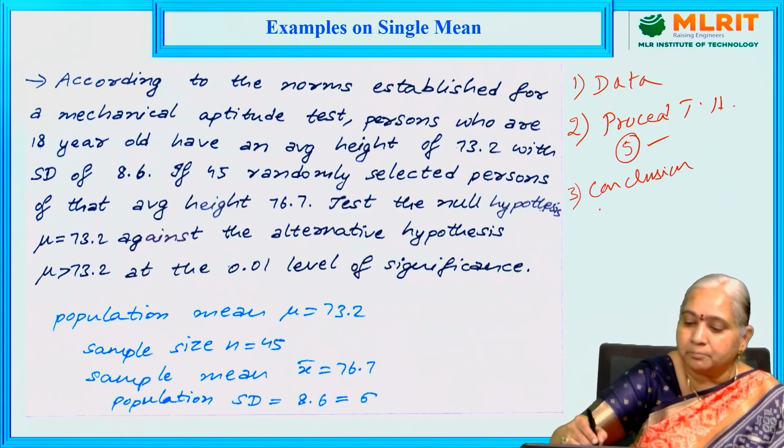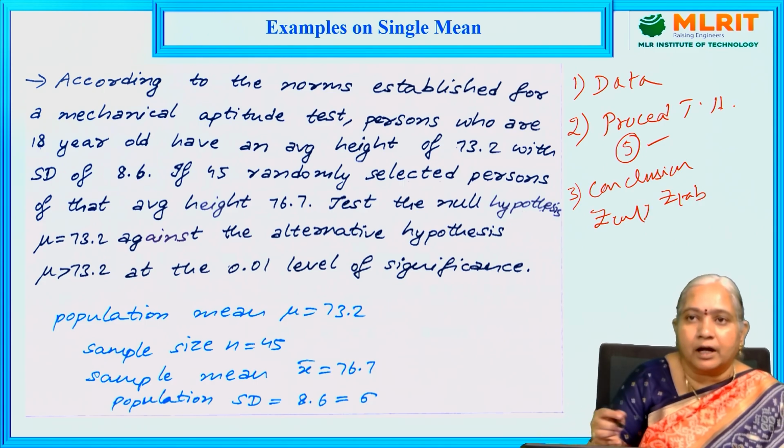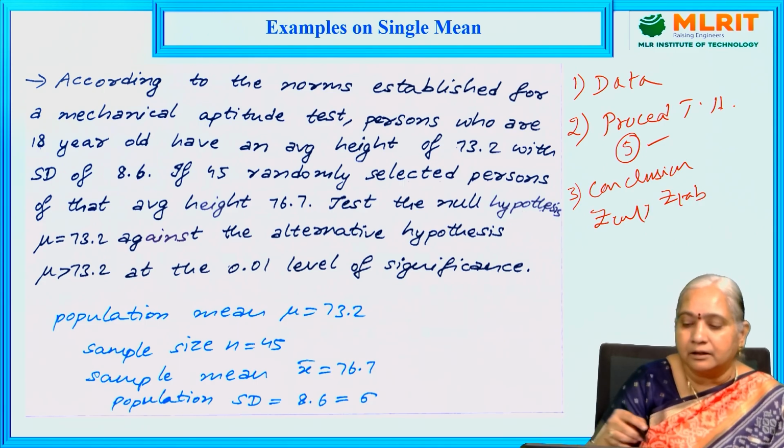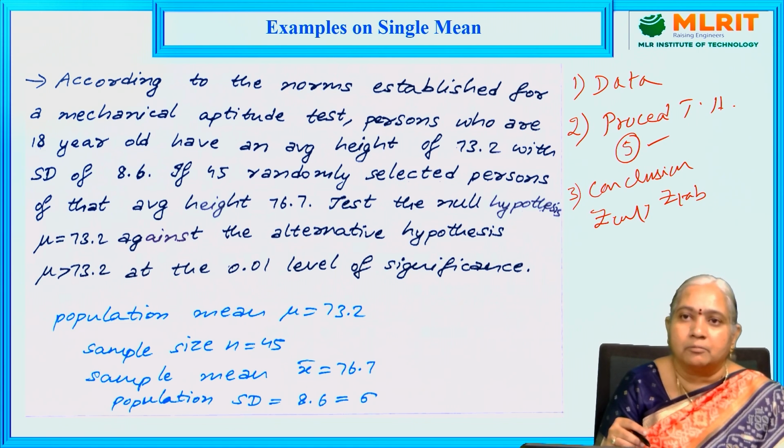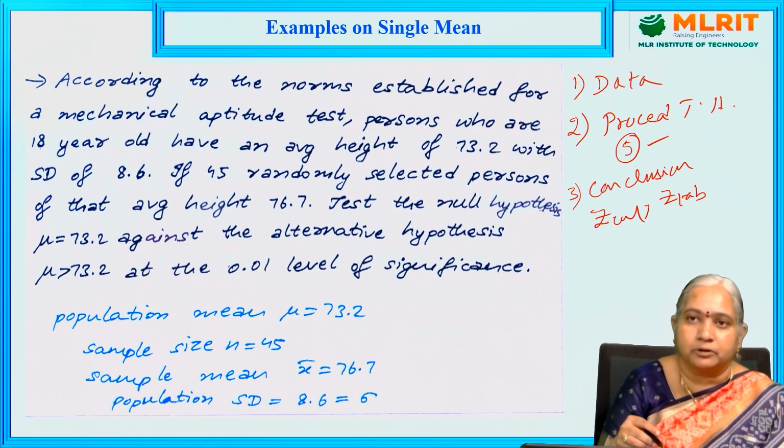This conclusion is based on the calculated value and tabular value. We compare these two values. If the calculated value is less than the tabular value, then we accept the null hypothesis. If the calculated value is greater than the tabular value, then we reject the null hypothesis at some percentage of error in our claim.